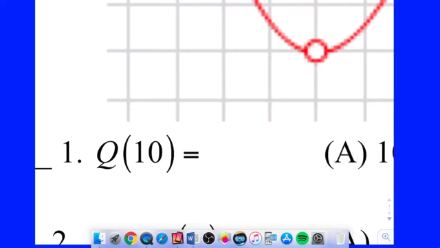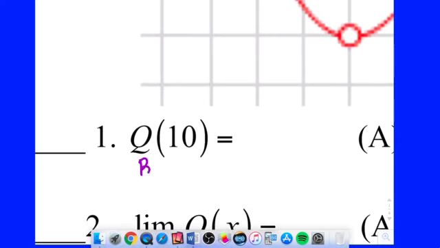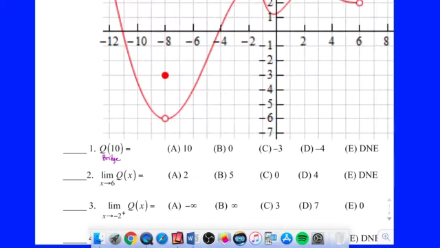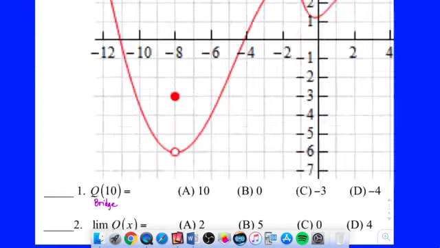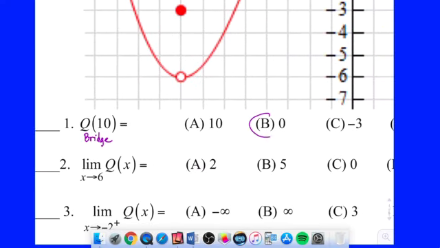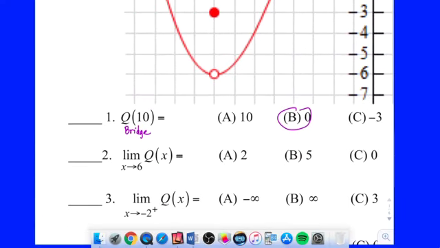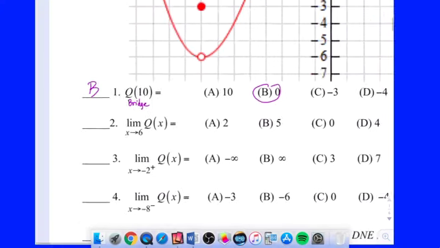All right, so on Form A, this is Q of 10. This is the function value. This is looking for the bridge, all right? So you're looking for the point. You go to 10, and you look for the red dot, and there it is. It's on the x-axis, where y is equal to what? 0. So the answer is B, 0, okay? Function values are the dots. Look high, look low at 10 for the function value.